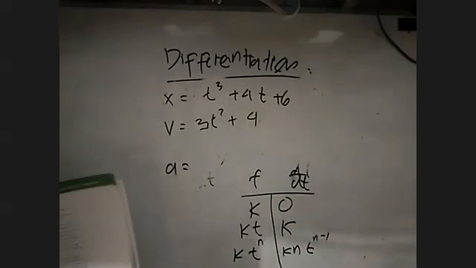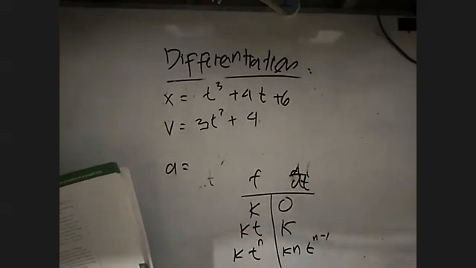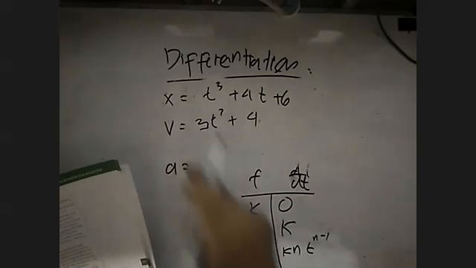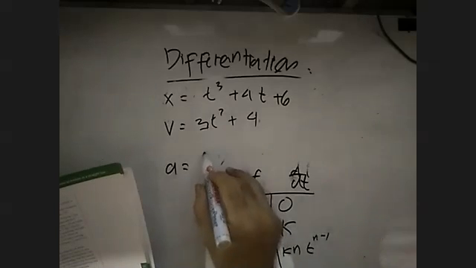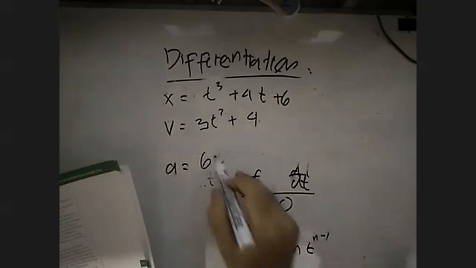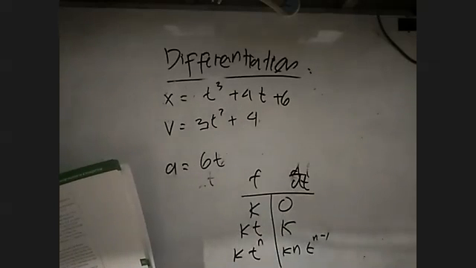Okay. Next. Find expression for v and a. So next we're going to find the expression for a. Okay, Jane, what is the differentiation of 3t squared? Are you there, Jane? Yeah. 6t. Okay. What about the plus 4? Gone. Okay, very good.